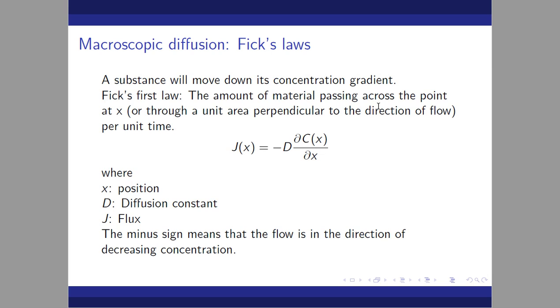A substance will move down its concentration gradient. Fick's first law says that the amount of material passing across the point at x, through a unit area perpendicular to the direction of flow per unit time, equals this equation. So this is the flux: Jx equals minus D partial c over partial x. x is the position, D is the diffusion constant, J is the flux. The minus sign means that the flow is in the direction of decreasing concentration.